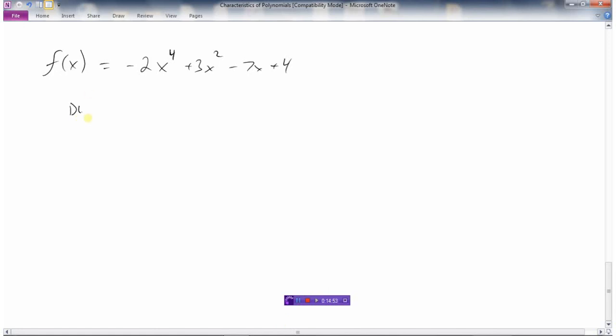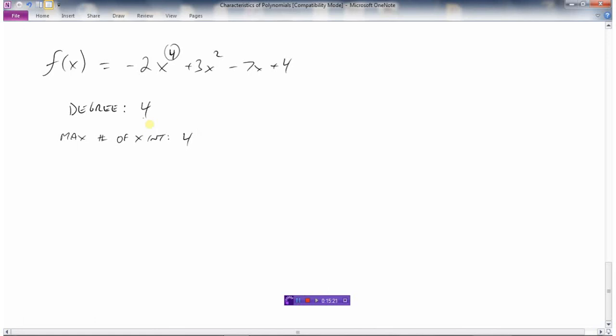Well, I could be asked, what is the degree of this function? Well, I'm going to search for the highest power. There it is. It's of degree 4. This means it's going to have 4 parts to the graph. I could also be asked, what's the maximum number of x-intercepts? The maximum number of x-intercepts will also be 4.